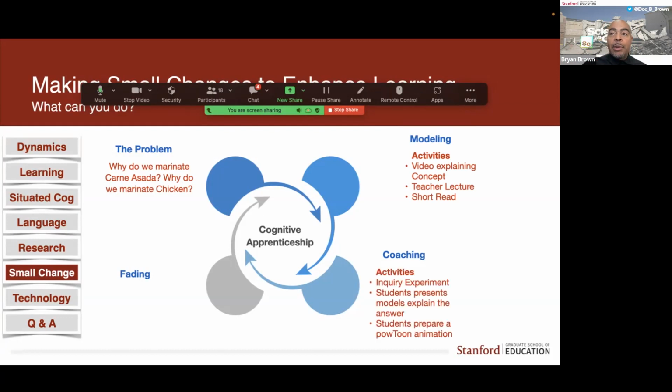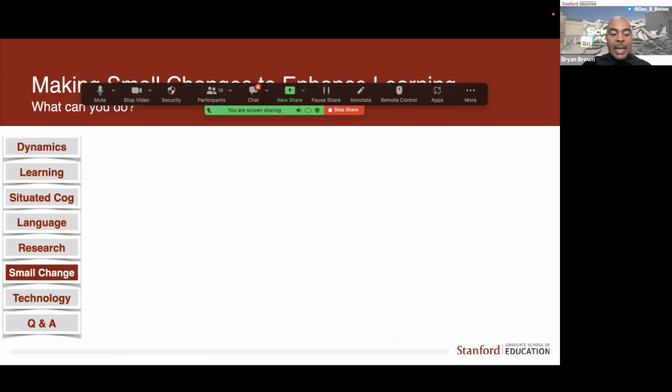In the coaching phase, maybe I have them draw a model, right? If the chicken is porous and the seasonings are of different sizes, show me how the water and the seasoning are moving across. Let's do an inquiry lab. Let's actually do a marinating task so we can test whether or not it works. And then in fading, we need lots of opportunities. So maybe we do a recipe guide for our families. Students are preparing videos to explain this concept. We need to make sure that we're providing a lot of opportunities to explain in context, right?